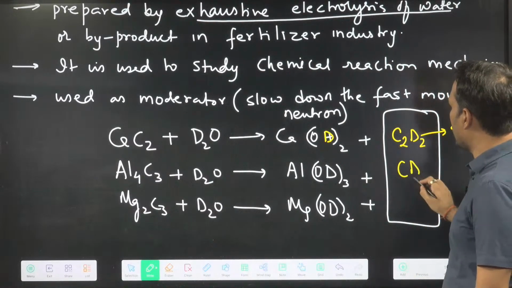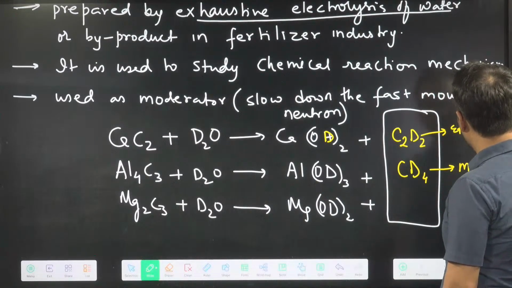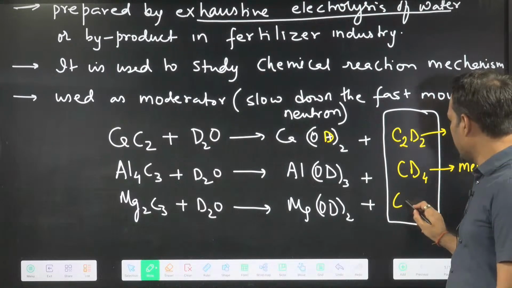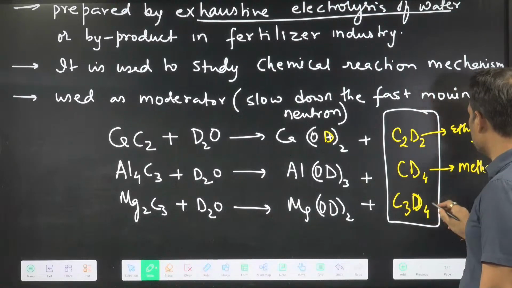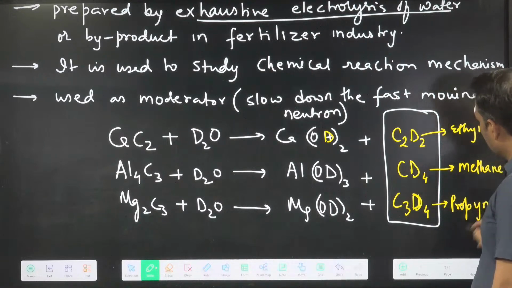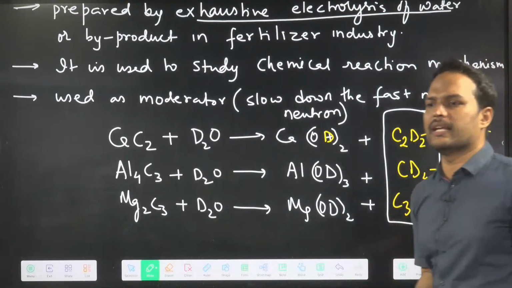In this case they write CD4. CD4 means what? Methane. Clear? In this case they write C3D4. C3D4 means what? Propine. How do we tell this? We tell this on the basis of ions generated.